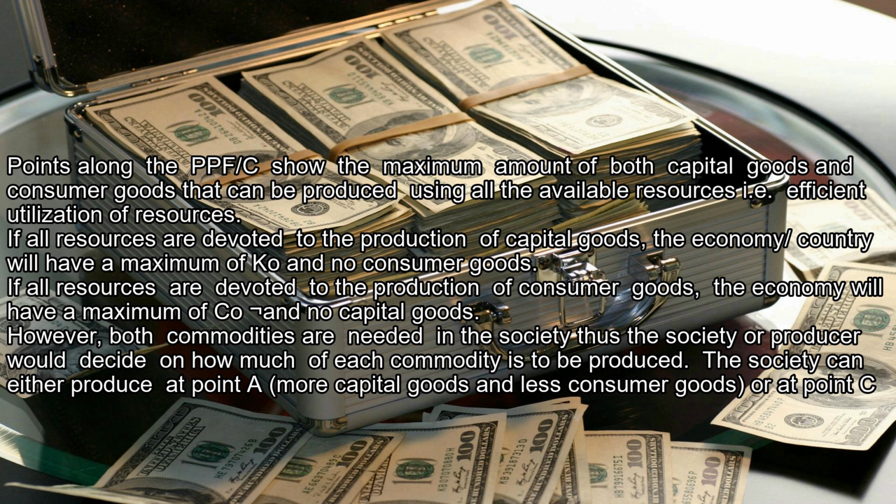If all resources are devoted to the production of consumer goods, the economy will have a maximum of and no capital goods. However, both commodities are needed in the society, thus the society or producer would decide on how much of each commodity is to be produced. The society can either produce at a point A, more capital goods and less consumer goods, or at a point C.